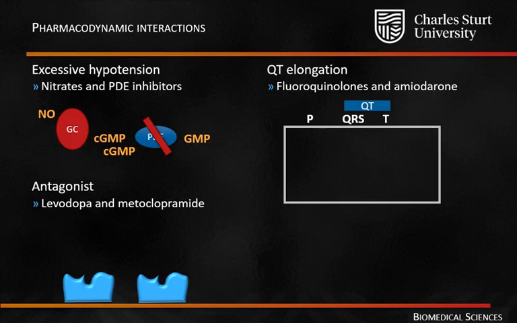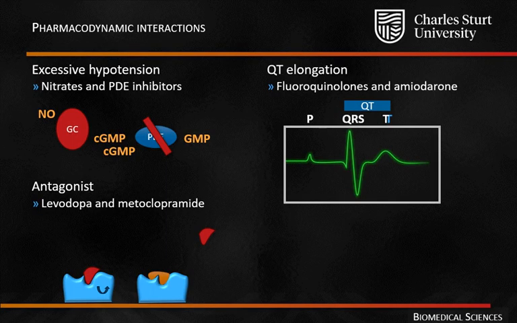Another type of interaction that I've already pointed out is the antagonist type. So levodopa, which produces dopamine, is an agonist and stimulates the receptor to change its conformation and do something. Metoclopramide is an antagonist, so it binds to the site and prevents the main agonist from binding to it. So a combination of these two will be counterintuitive because they will prevent each other doing what they're meant to do.